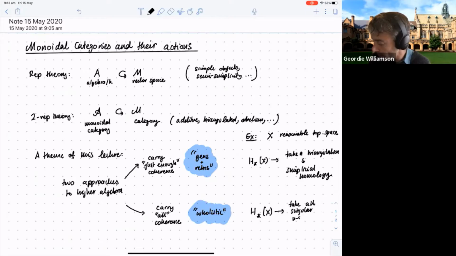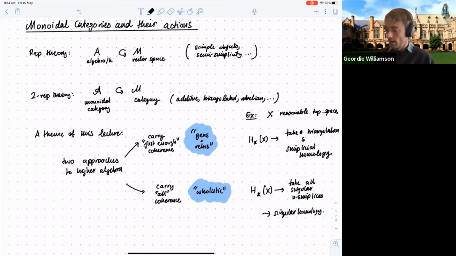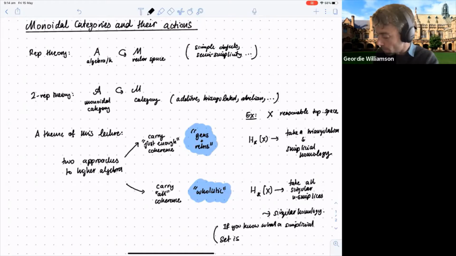to compute the homology of X via taking all singular n-simplices, and then taking singular homology. Okay. And historically, if you know what a simplicial set is, these two examples are kind of consequences of two very different approaches to simplicial sets, namely as very combinatorial explicit objects or as highly infinite tools in homotopy theory. So these are two different approaches to homotopy theory.